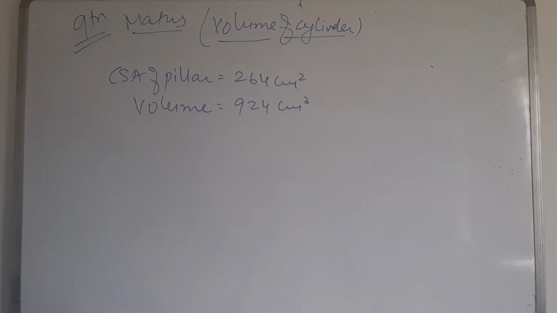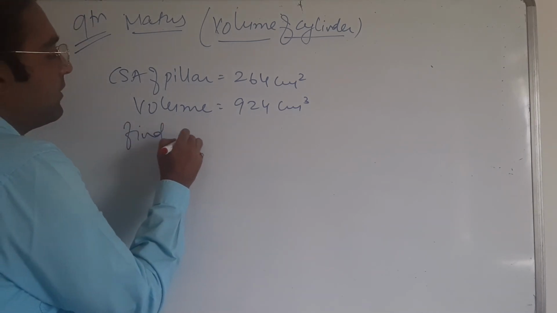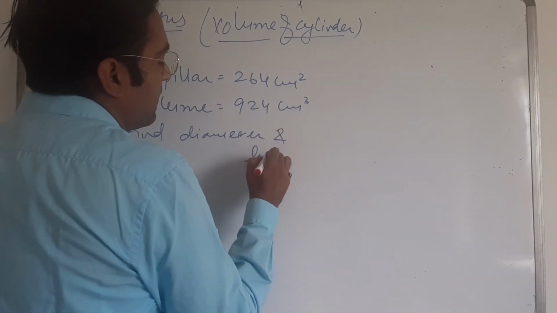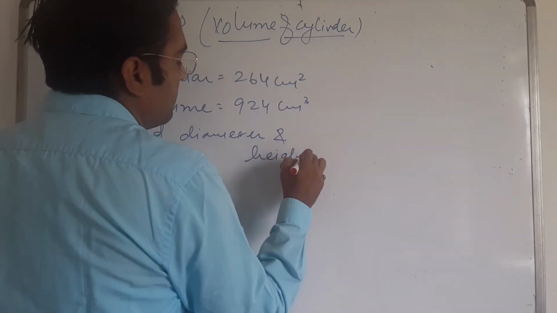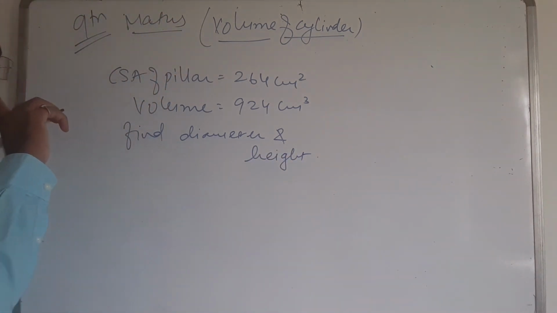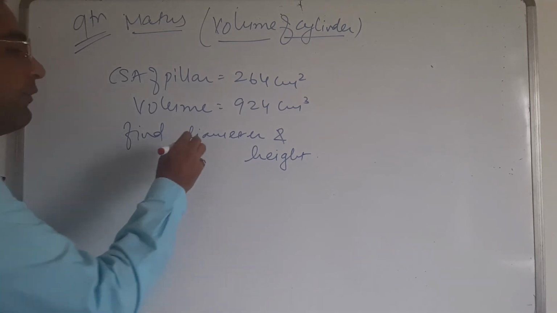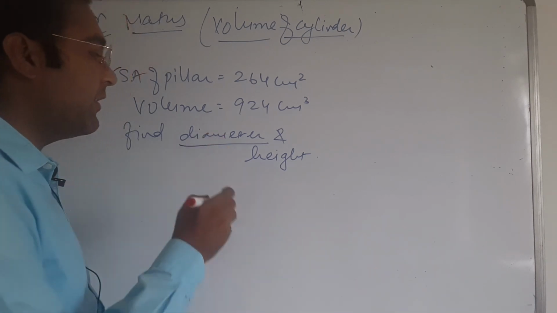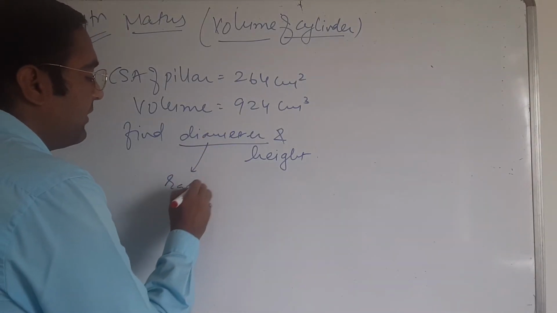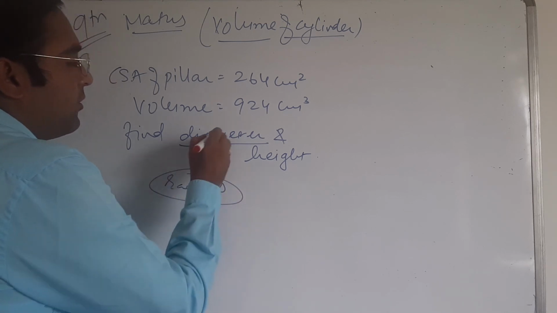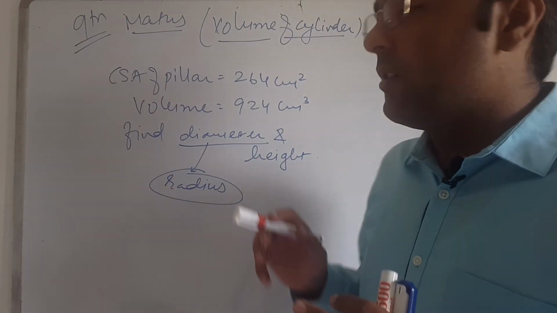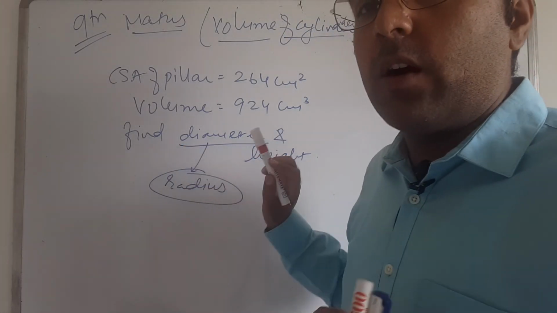Now we have to find the diameter and height of the cylinder. To find the diameter of the cylinder, we first require the radius of the cylinder. So first we find the radius of the cylinder, and after that we find the diameter. So for that, the question is to find the radius and height of the cylinder.